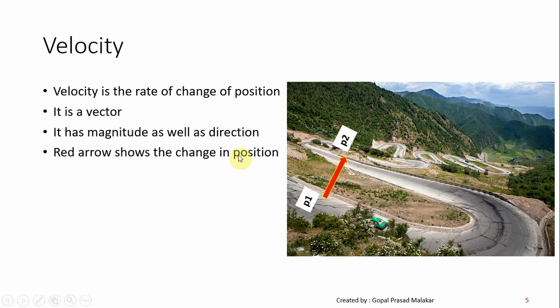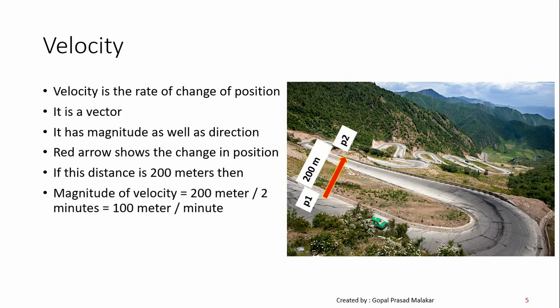If the distance in this direction is just 200 meters, you can say the car has traveled 200 meters in this direction in 2 minutes. Even though it traveled 2 kilometers, in this direction it has traveled only 200 meters. So 200 meters divided by 2 gives you 100 meters per minute. That's the velocity in this direction. That's a very important point, which is why I'm repeating it: in this direction.